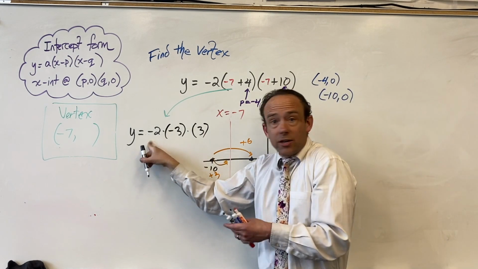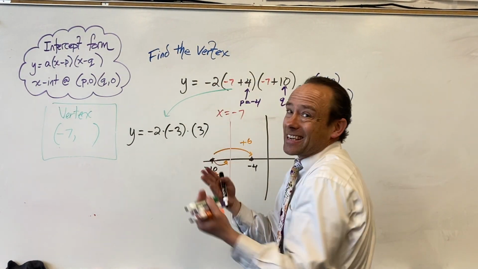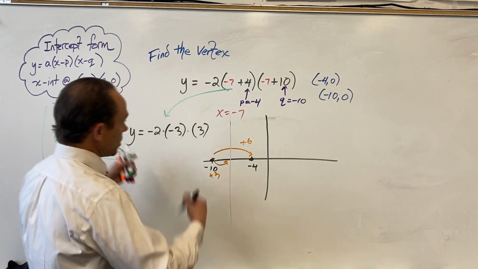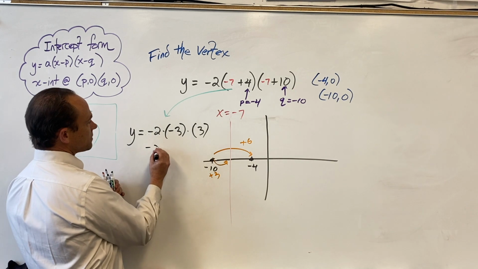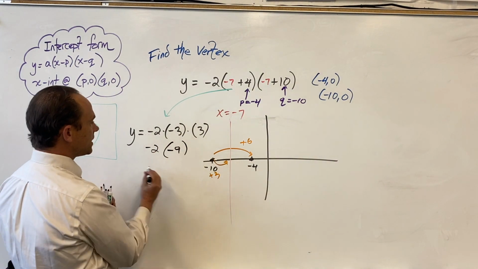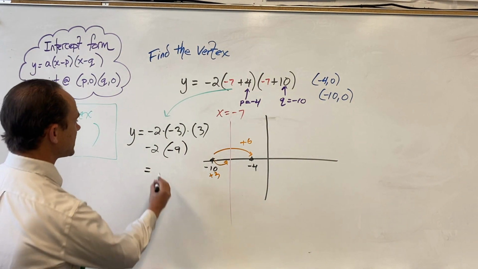Here's really the only difference: when you're calculating the vertex, you have to take into consideration that you've got to multiply by -2. Let's just do it. I'm going to go -2. I'm going to first multiply these two values and get -9. And now I'll multiply them together and get 18.